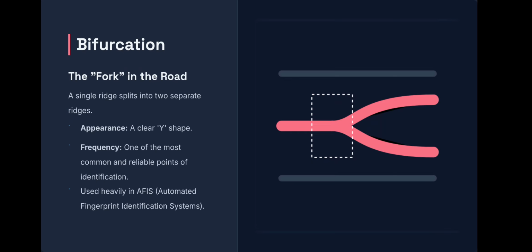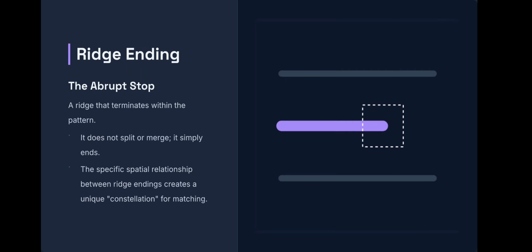This one's really great for software. It's really easy to identify the Y shape if you map it out on a computer and have a computer scan your fingerprint. Next, you have ridge ending, highlighted in violet on the right. It's pretty much what it sounds like. A ridge runs along, then comes to an abrupt halt. No merging, just the actual stop.